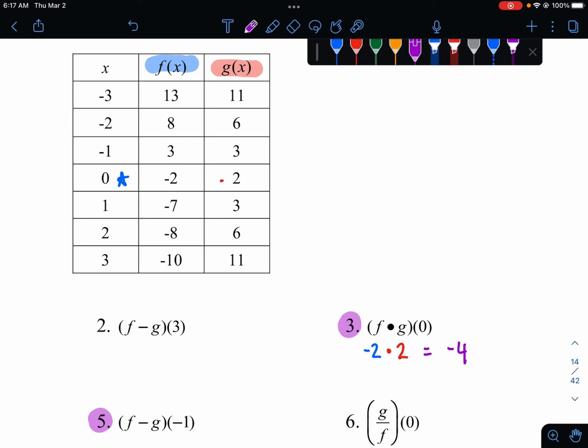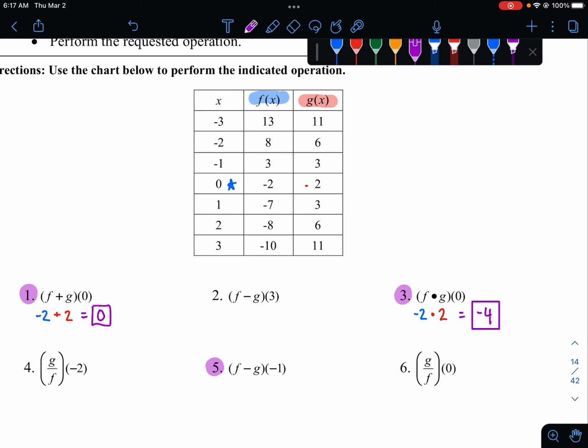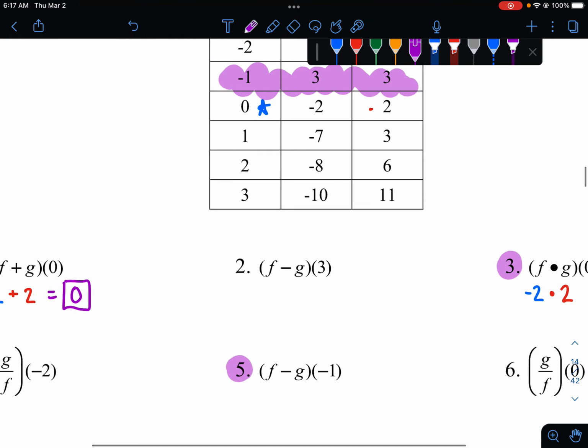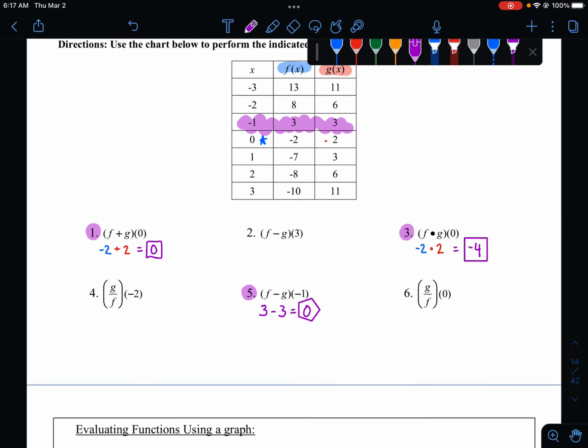So basically, it's exactly what we did for the last couple of days, except you're going to do some operation with those two numbers. And then f minus g of -1, right? So we're going to go over here to -1, right? And I'm looking at 3 and 3. And again, we're at 3 minus 3, and that just ends up being 0, right? So we're just going to perform those operations given those numbers.